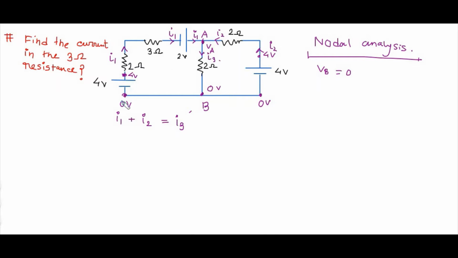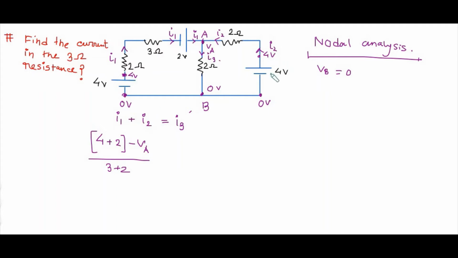To define I1, in this section we can say there is a 4 volt battery and a 2 volt battery, and they are connected in the same polarity, and the resistances 3 ohm and 2 ohm are connected in series combination. So to define this I1, the 4 volt battery and 2 volt battery are connected in the same polarity, in series combination, so 4 plus 2, minus the potential at node A, that is VA. So it is the potential difference upon 3 plus 2, that is the net resistance in this section.